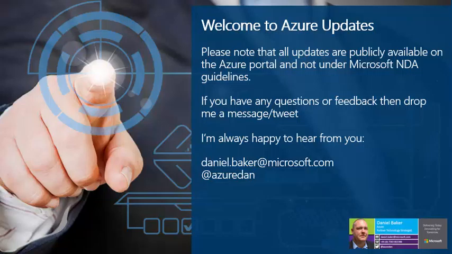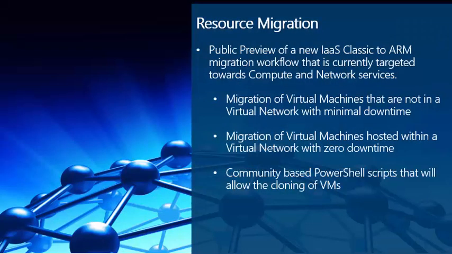We start off this month's recording with the eagerly anticipated news that we can now support migration of infrastructure as a service resources from Classic to ARM. This is achieved using a new migration service which has just got into public preview. Now we're really excited to be able to offer customers the ability to migrate across to this new model and take advantage of the new experiences and APIs that it offers.